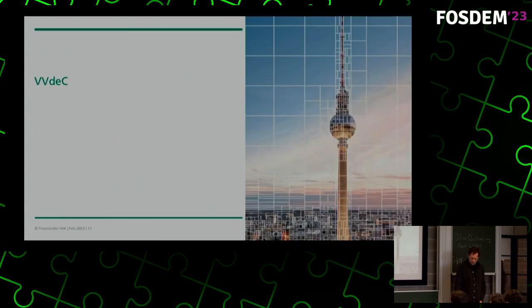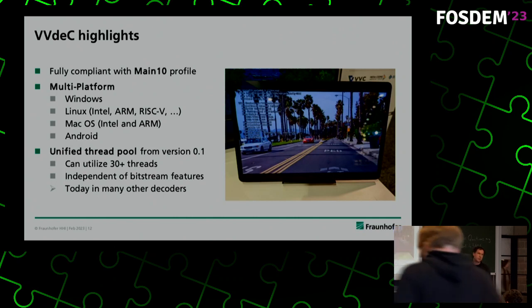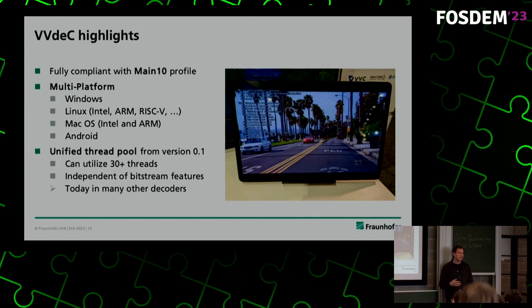All right, so VVdeC, the decoder project. The highlights: it's fully compliant with the Main 10 profile of VVC. Of course, give or take a few bugs. It was actually supposed to be fully compliant since version 1.0. But stuff happens, we find bugs, we fix the bugs. Basically, there is no feature that is really missing.